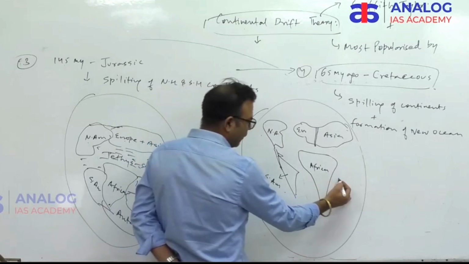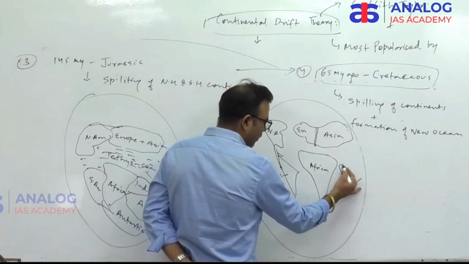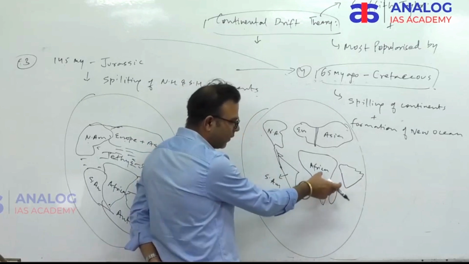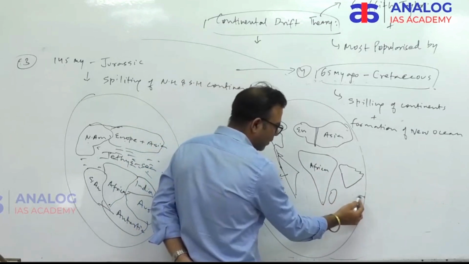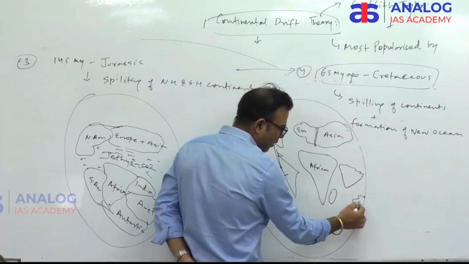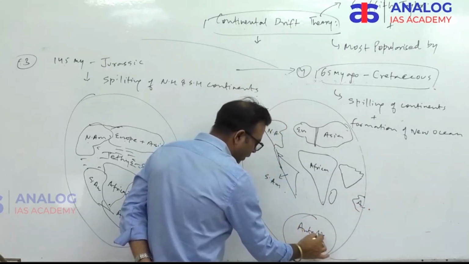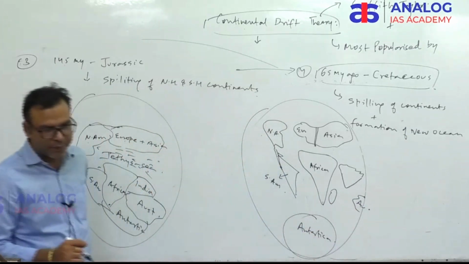Around 65 million years ago, India was located somewhere here, near Africa. This part becomes the Australian part. And at the South Pole is Antarctica. So this is what you try to say.